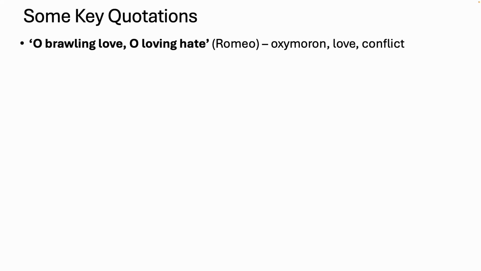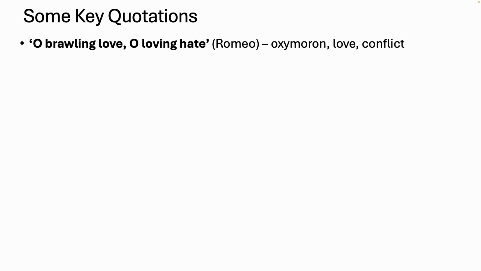So moving on to some key quotations. Now I've tried to pick some obvious ones and some less obvious ones, and the reason why I've picked some of these is because they sort of cover multiple techniques, language techniques, and also multiple themes. So we've got the very famous "O brawling love and O loving hate" from Romeo at the start of the play. Now this is a great quote because it's an oxymoron.